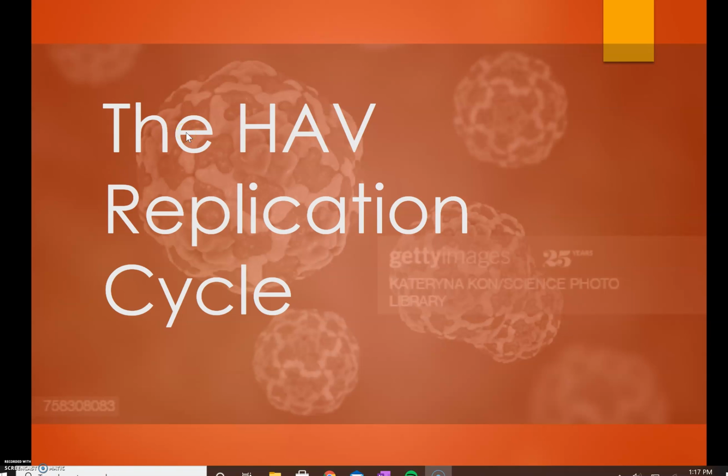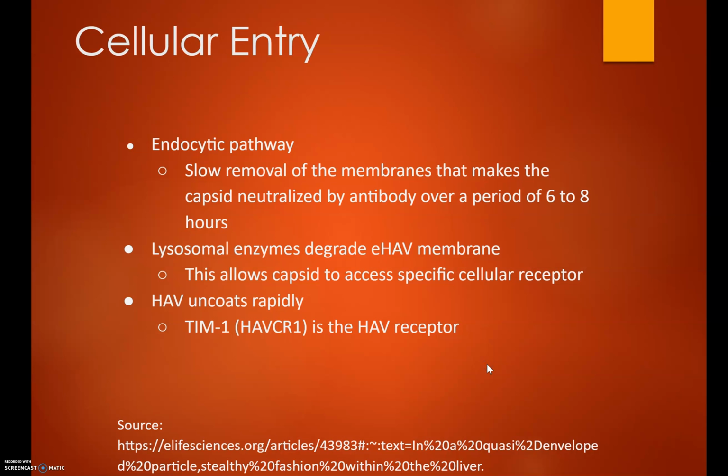So in this part of the presentation, we will be talking about the hepatitis A virus replication cycle. First things first, how does hepatitis A enter the cell? Well, it uses an endocytic pathway, which means that it is able to fuse into the plasma membrane and then bud off into vesicles that are transported into the cell's interior.